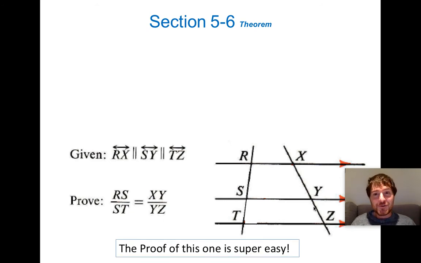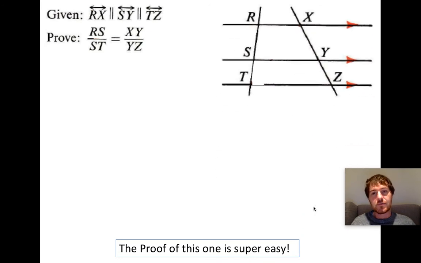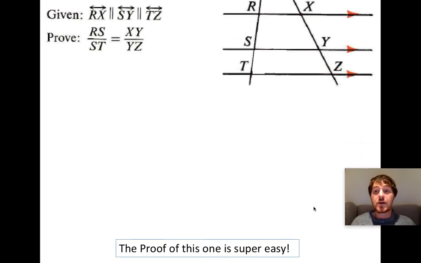All right, so I know you guys are zoning out. You have a homework problem set to do. I don't want to listen to another proof or whatever here. Guys, the proof of this one is super easy.